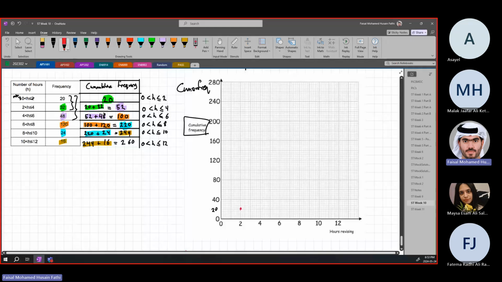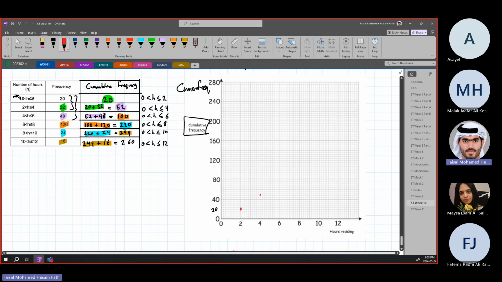All right. And then from 0 all the way to 4. Now we're looking at 4. We're going to get 52. So this is the 52 mark roughly over here. Is that right? No, it's a bit lower. That's 60. So it's a bit lower. It's going to be 20, 40, 60. So 52 is going to be somewhere about here. Same thing. And you're going to keep on plotting.